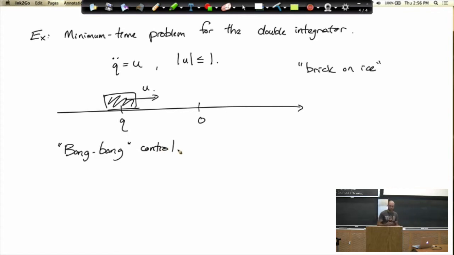The idea would be to accelerate as fast as I possibly can towards the origin until just the right time, and then I'm going to slam on the brakes and skid right to a stop on the goal. That's the bet. If I want to get there as fast as possible, I can't do better than that. Go as fast as I possibly can, then hit the brakes.